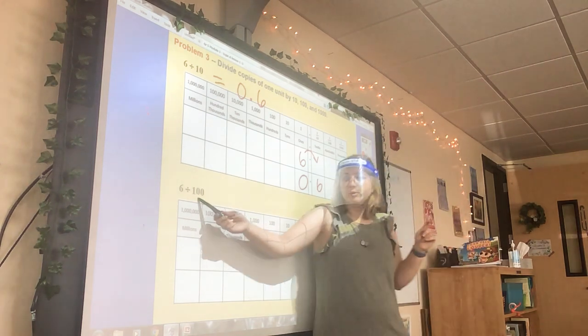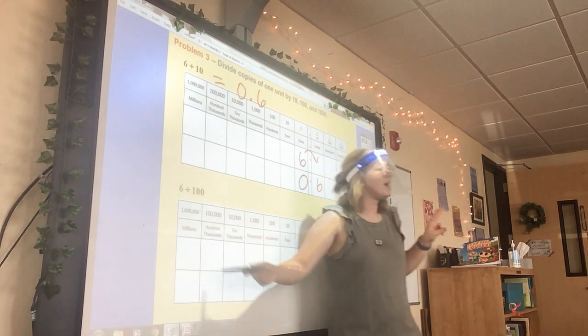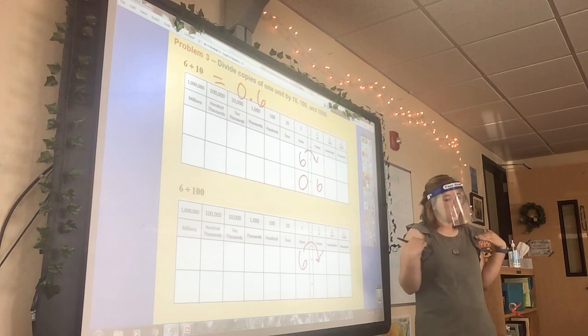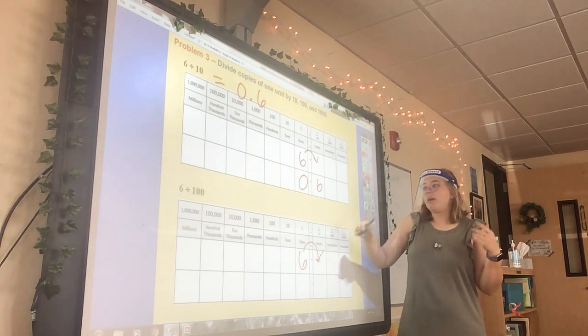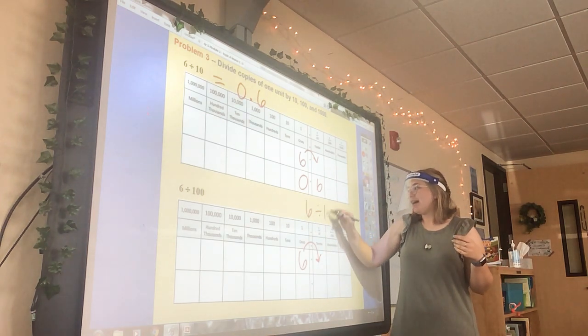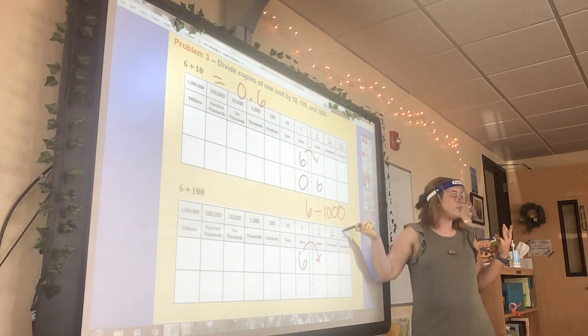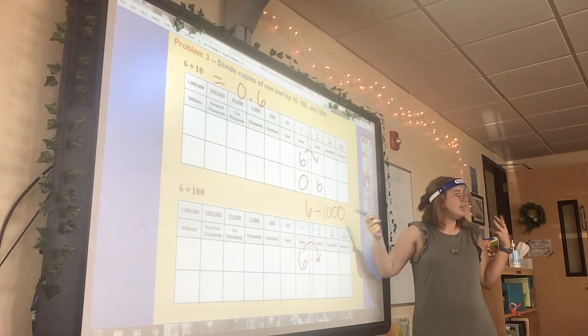How many zeros are in 100? 2. How many spots to the right did we move? 2. Period, okay? So, what if it was 6 divided by 1,000? How many spots to the right would we move? 3. How many zeros are in 1,000? 3. Okay? That's what we're getting at.